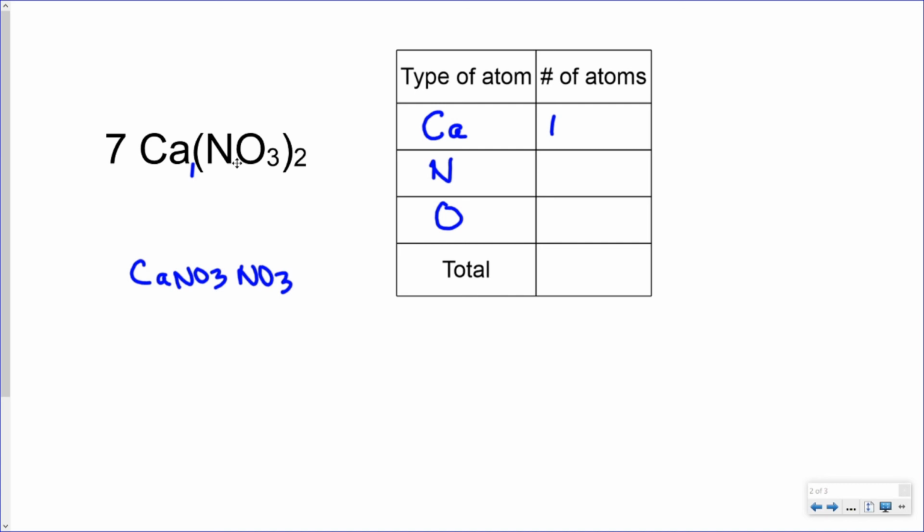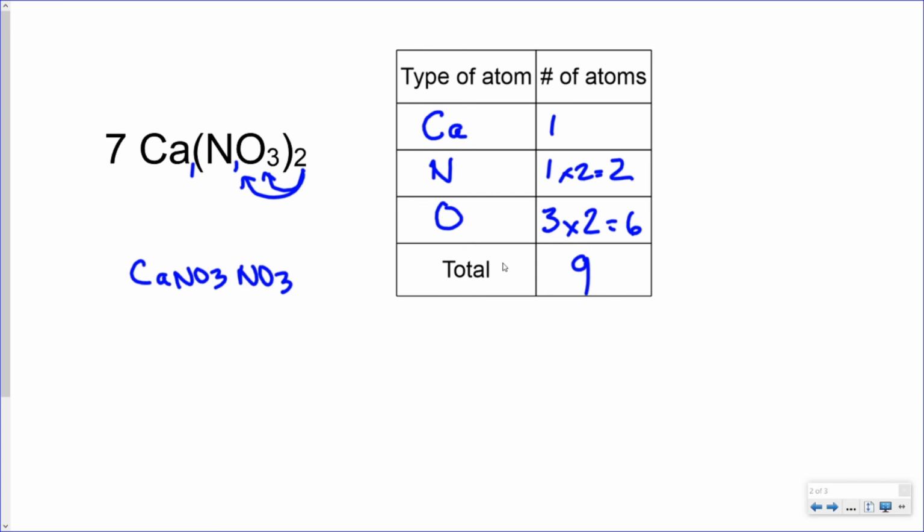So when we're counting up nitrogen, the subscript here is 1. But this 2, it means there is 2 of everything in here. So we're going to multiply by 2. So that tells me I have 2 nitrogen. What about for oxygen? Our subscript here is 3. But this 2 outside the brackets goes with everything inside the brackets. So 2 times 3, or I guess I have it written here, 3 times 2 equals 6. So let's add those up. 1 plus 2 is 3, plus 6 gives me 9.